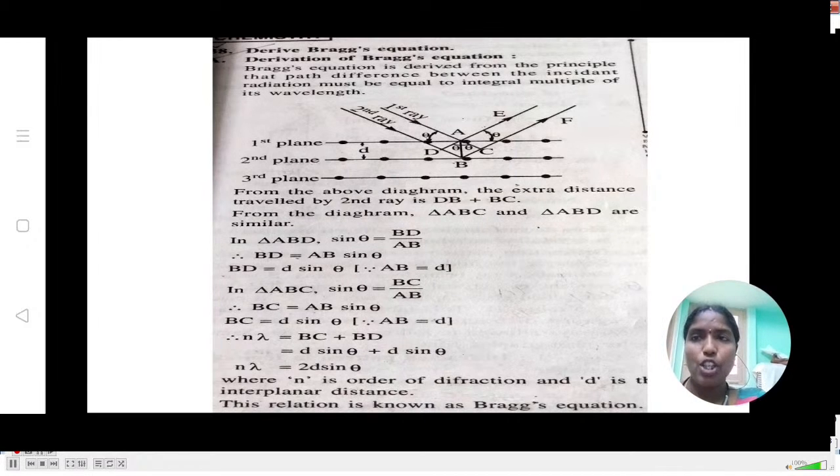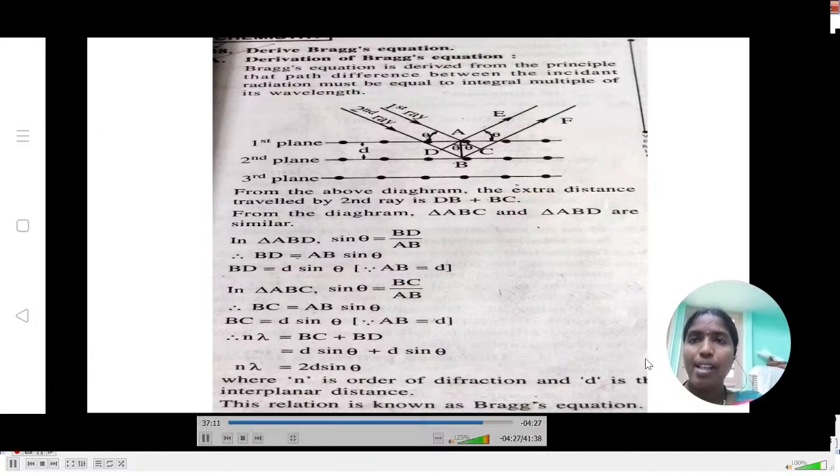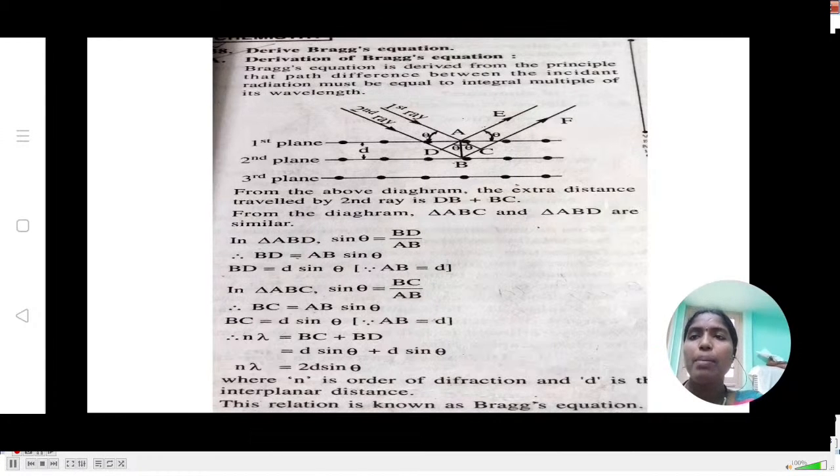Derive Bragg's equation. So what is the statement of Bragg's equation? Bragg's equation is derived from the principle that the path difference between the incident radiation must be equal to the integral multiple of its wavelength. Okay, this is the statement.